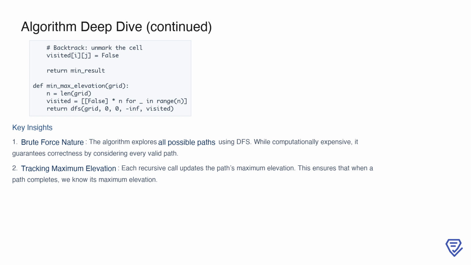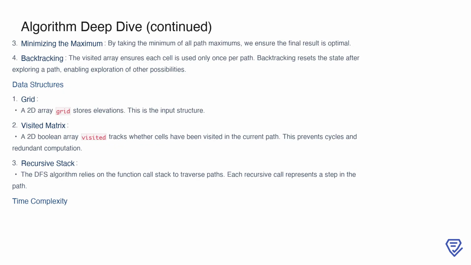The main function, min_max_elevation, initializes the visited matrix and starts the DFS from the top left corner. This brute force approach ensures that every path is considered, guaranteeing correctness. The algorithm revolves around tracking the maximum elevation along each path. By the end of the traversal, we will have the smallest maximum elevation among all paths, which represents the optimal solution. The algorithm works by minimizing the maximum elevation across all paths.